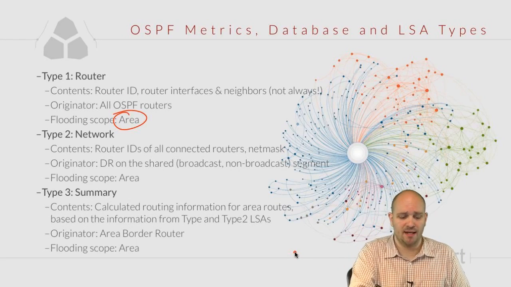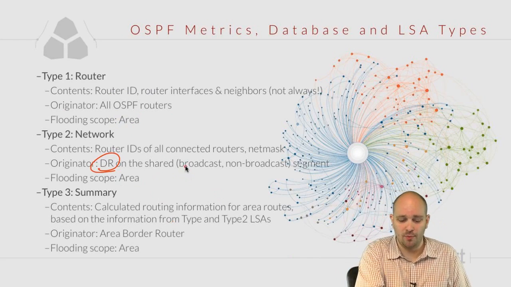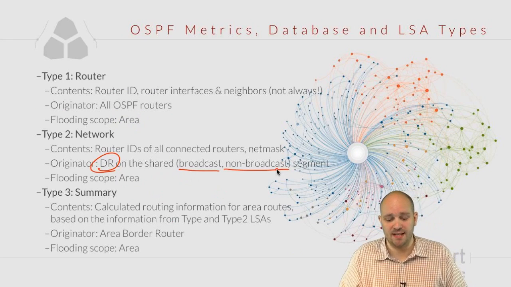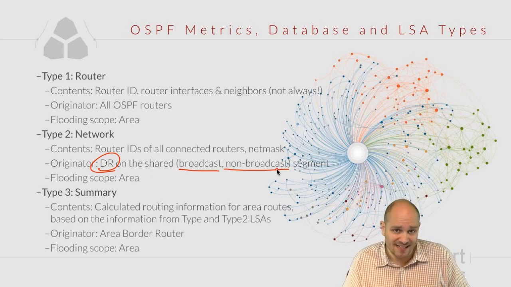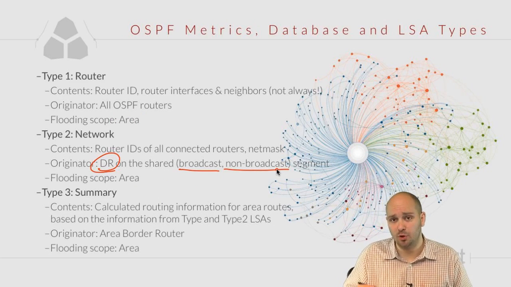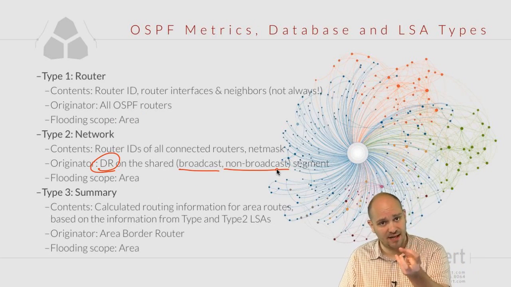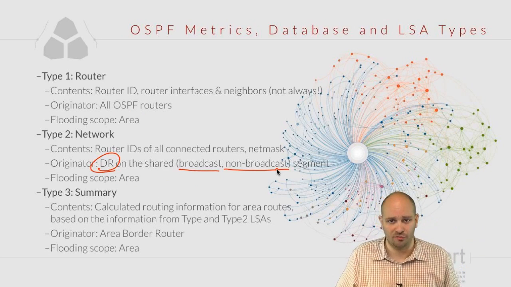Type 2 LSA is generated by the designated router on the segment. So when we have broadcast and non-broadcast network segments, you know that they are going to elect the designated router, and this designated router is going to generate type 2 LSA, representing this entire network as the pseudo node, we talked about this, to the rest of the network.